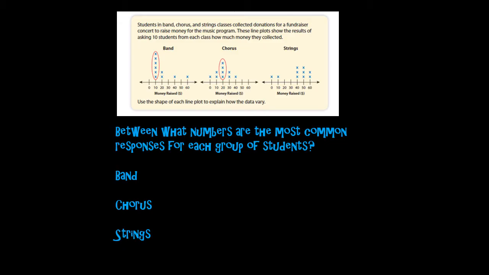Between what numbers are most common responses for each group of students? If we look at the band, where are the most common responses? Between 10 and 20. Looking at the center line plot for the chorus, most of the numbers fall between 10 and 30. And when we look at strings, we see that it's more to the left with 40, 50, and 60.